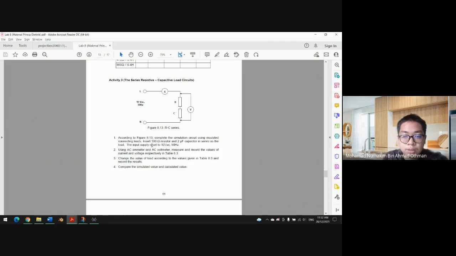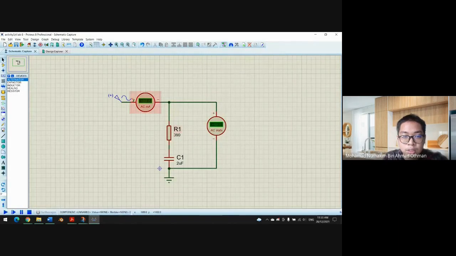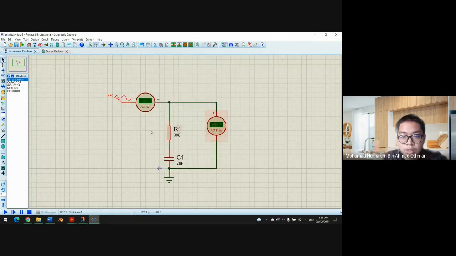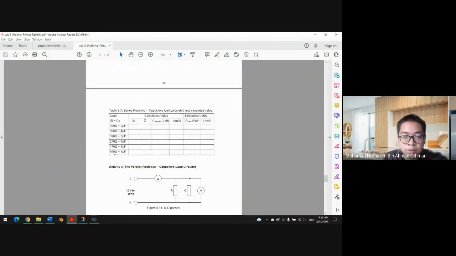Okay, for activity 3, we do the simulation for the series resistive capacitive load circuit, where we insert a 390 ohm resistor and a 2 microfarad capacitor in series with a 10 VAC, 50 Hz supply. This is our circuit, where this is the sine generator that supplies 10 volt at 50 Hz frequency. Then we use the AC ammeter and AC voltmeter to measure the current and voltage respectively. We measure, and here are the readings for this circuit. Then we change the values according to the table.